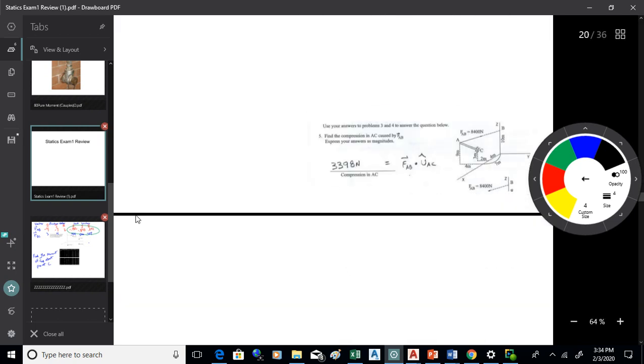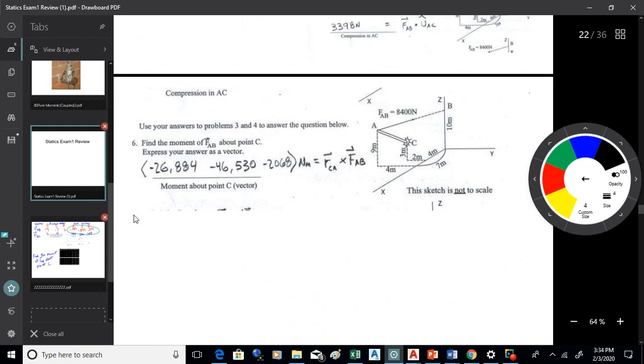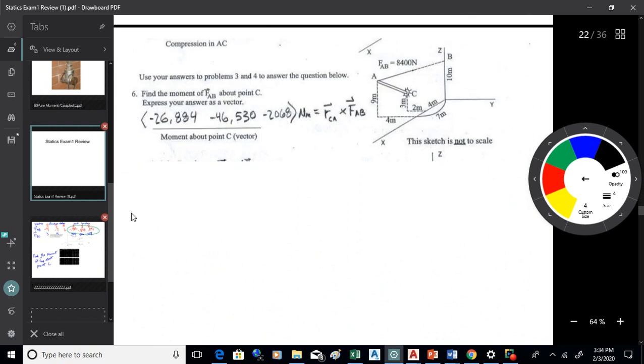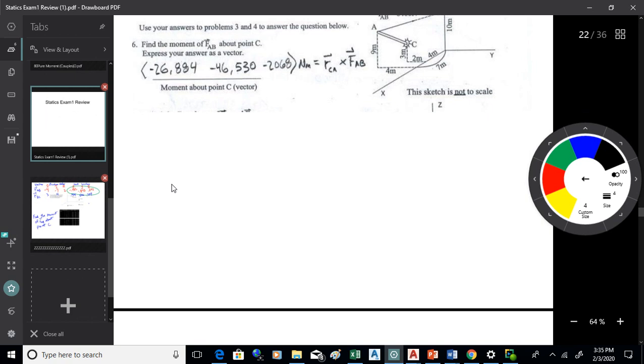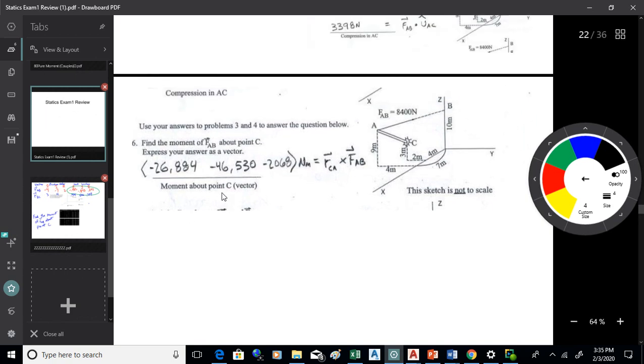Number 6 was to find a moment. Find the moment of FAB about point C, okay? That's a cross, right? So you do a cross product. So are we good with that? Okay. It's about C, so you have to do CA because you want C to be at the base of your vector. To RCA. Yes, from C to A, yes.